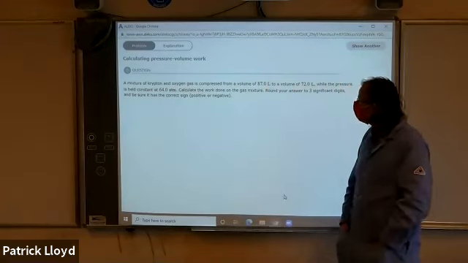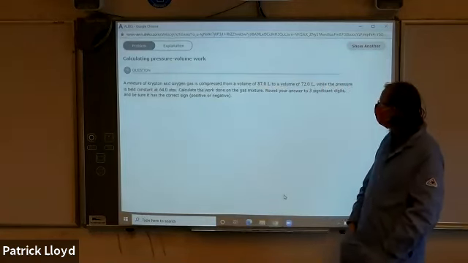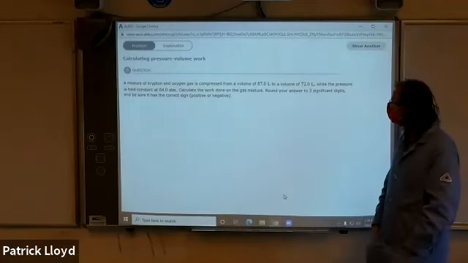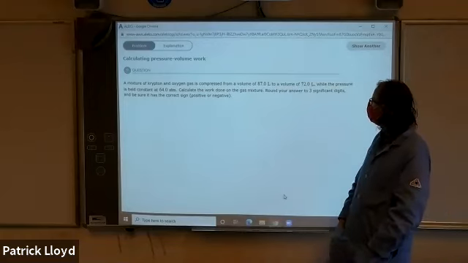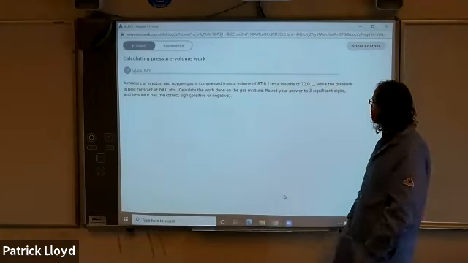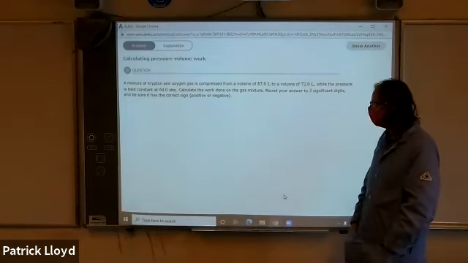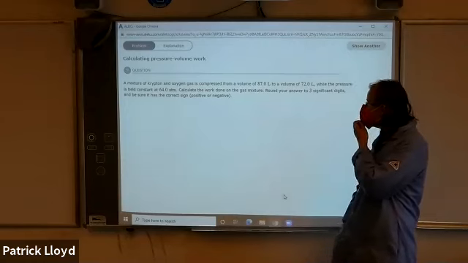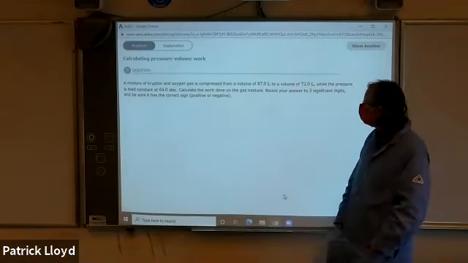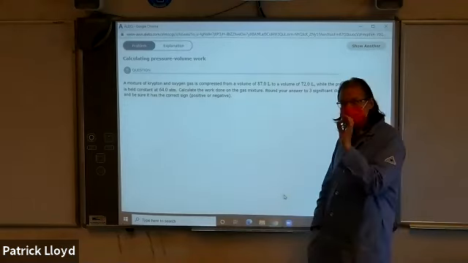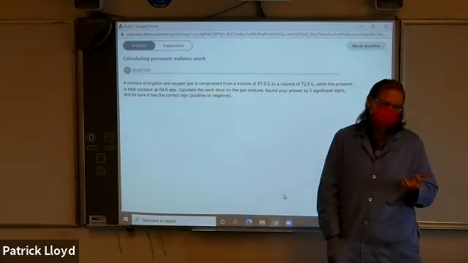A mixture of krypton and oxygen gas is compressed from a volume of 87.0 liters to a volume of 72.0 liters, while the pressure is held constant at 64.0 atmospheres. Calculate the work done on the gas mixture, and then round your answer to 3 significant digits and be sure that's the correct sign. The sign is, in a sense, the most important thing when you do these sorts of problems.